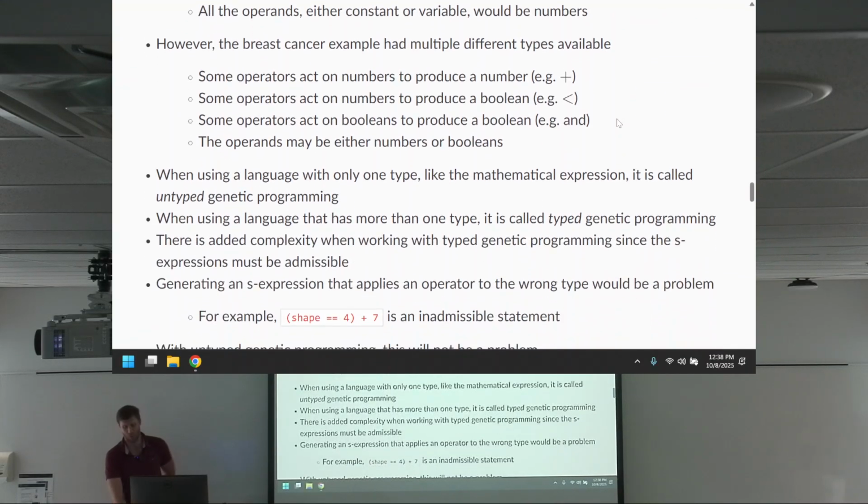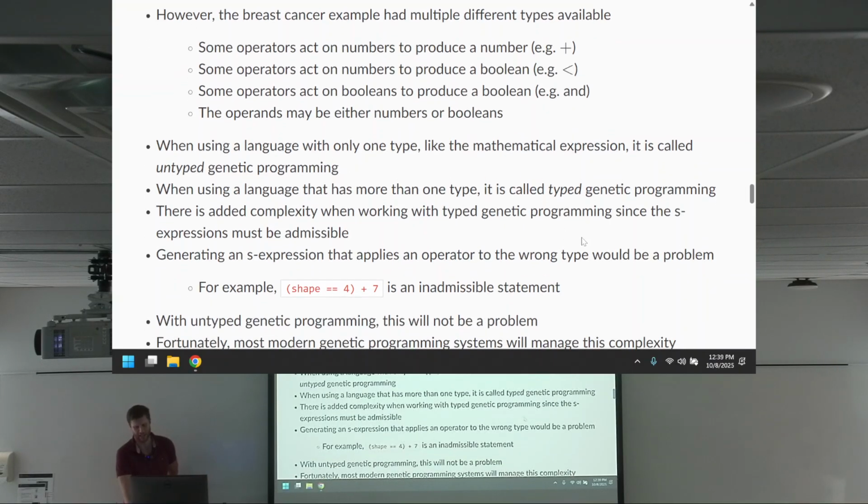When using a language with only one type, it's called untyped. Bad name, but it is what it is. When using languages that have more than one type, it's called typed. Again, bad name, it is what it is.